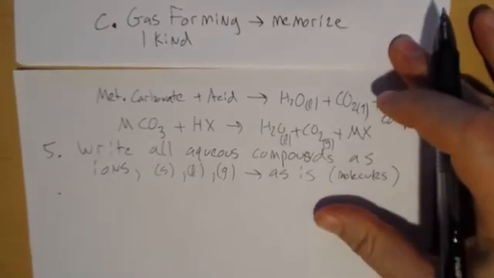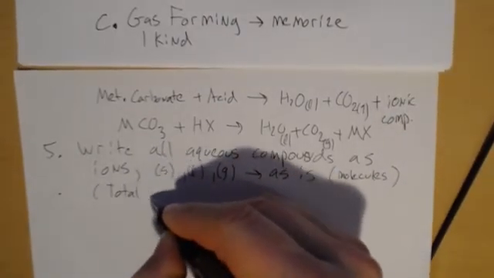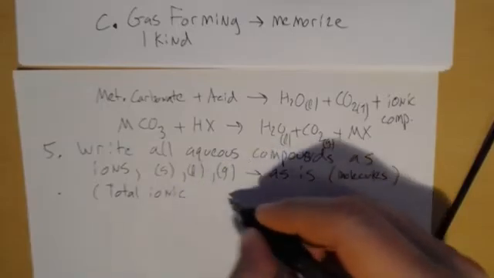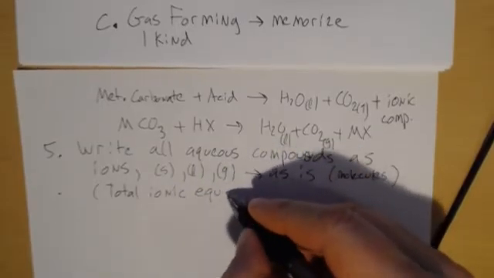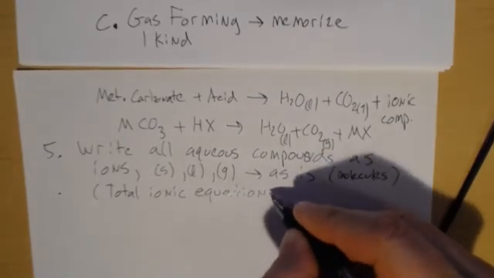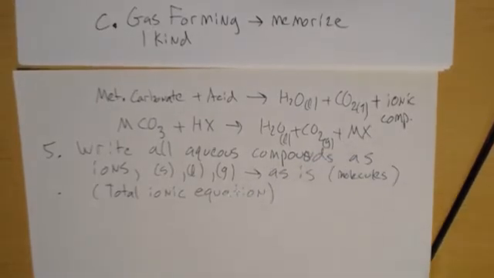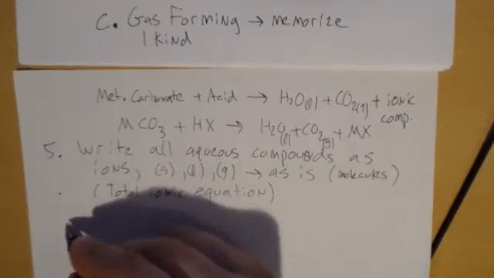Let me rewrite the equation down below here, and then we'll break it apart. And once we've done this, we have what we call the total ionic equation. I don't know if anyone took high school chemistry. Sometimes the chemistry teachers in high school call it the gross ionic equation. Or maybe your teacher just called it the total ionic.